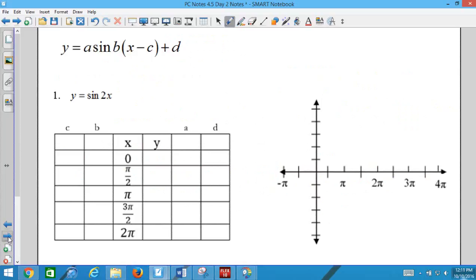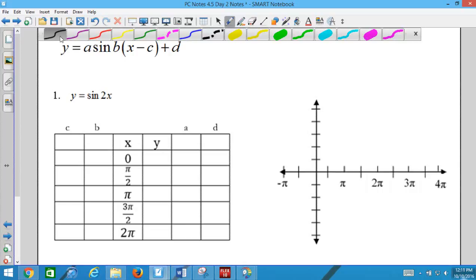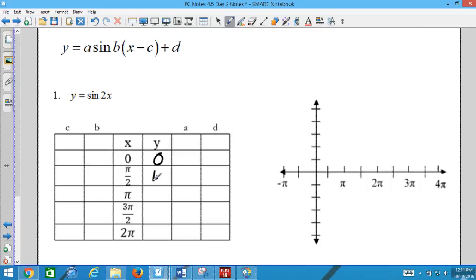So example 1, we're going to graph y equals sine 2x. So I'm just going to go ahead and put in my key points that we've all memorized. 0, 1, 0, negative 1, 0. Sine starts at 0.